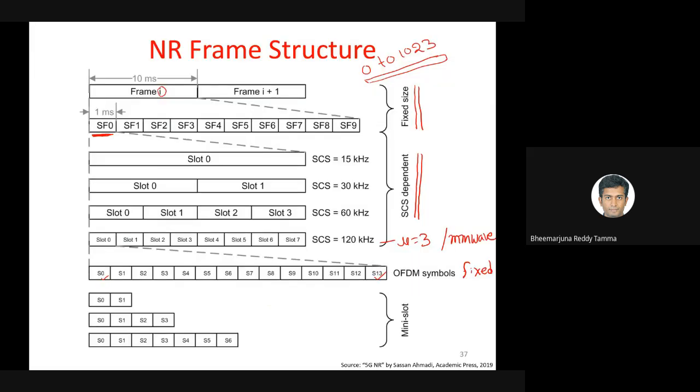Okay. So let me come back here. I was showing you multiple numerologies, and I was just mentioning that higher numerologies are the ones that are recommended when you have these low latency applications in your network. But some operator got a certain channel bandwidth, and for whatever reasons, they cannot use higher numerologies. So they decided to go with only numerology 0.